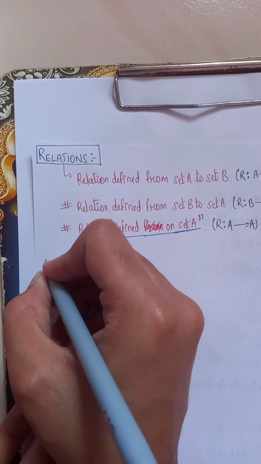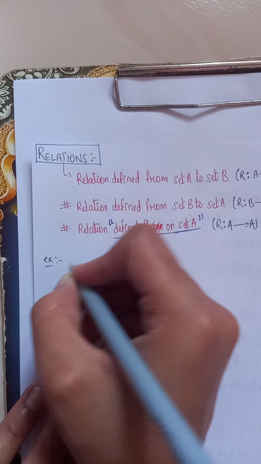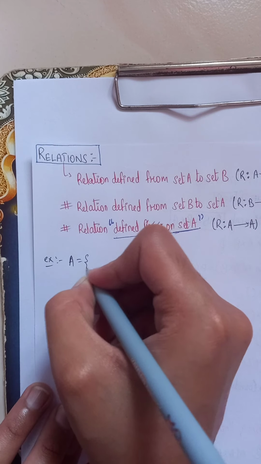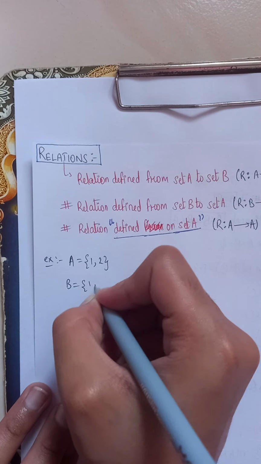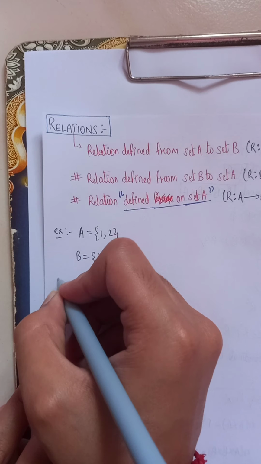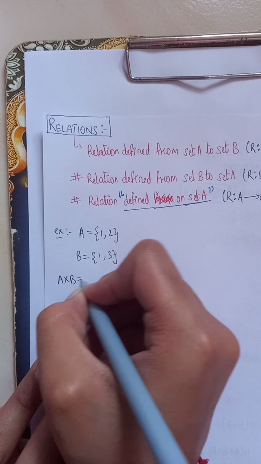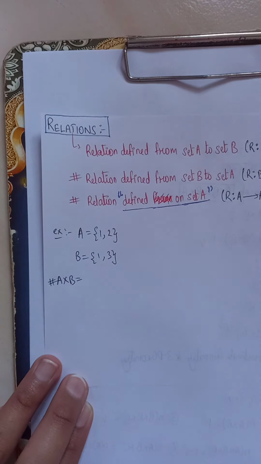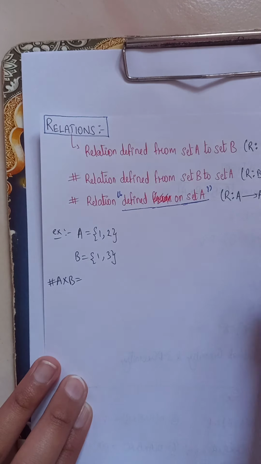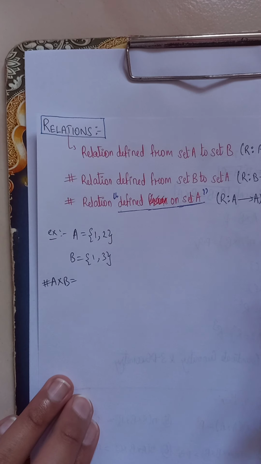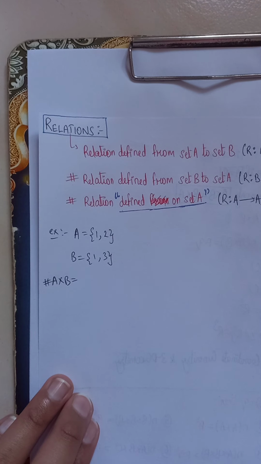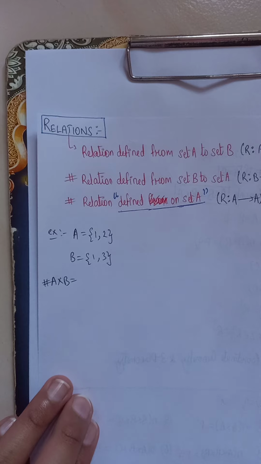Example. Suppose I'm taking set A as 1, 2 and set B as 1, 3. Now I need you to pause the video and calculate what is A cross B. If you don't know, just turn the page and see where you have written how to calculate A cross B.